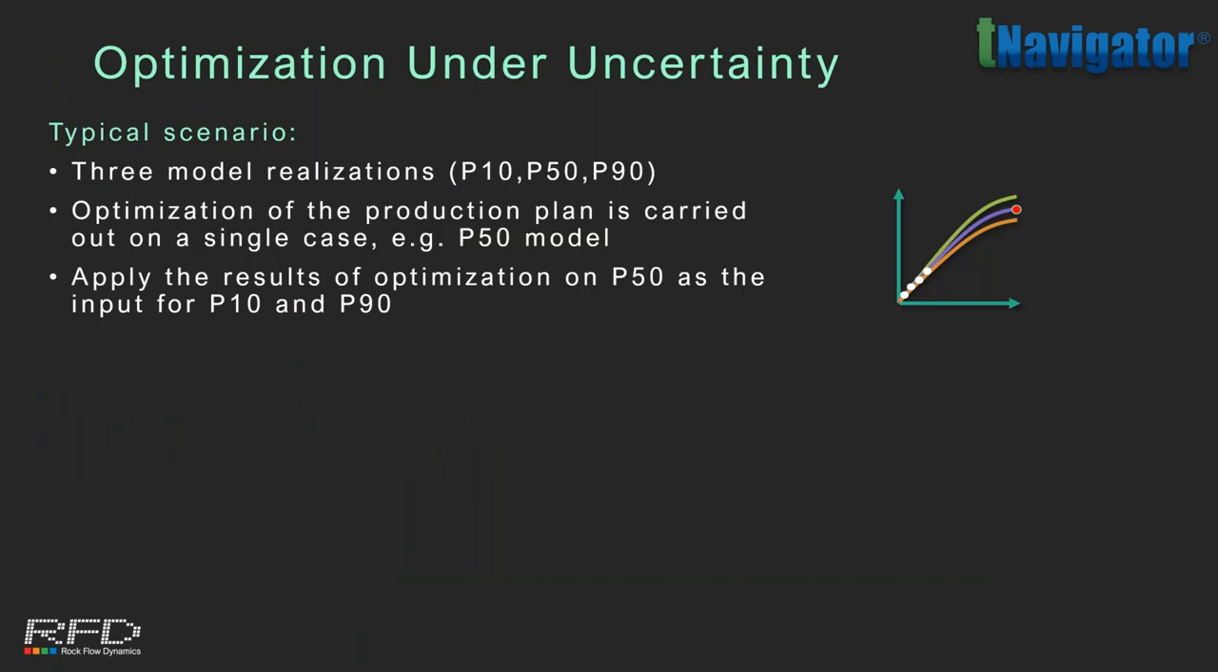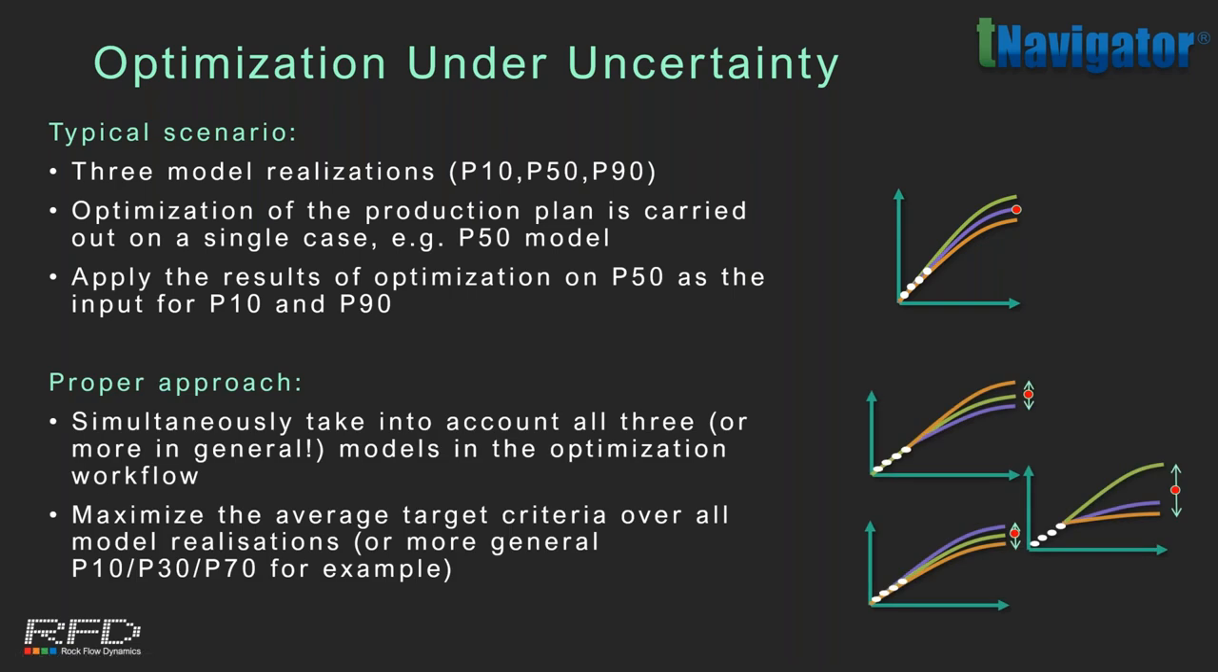So what we often see in publications and based on client feedback is that a typical scenario when it comes to production optimization under uncertainty is to take three or maybe more models in general and run optimization of the production or development scheme on P50, which is the average, the best representative among all of them. So we basically optimize this number, and then having found the well parameters and development scheme for this particular case, we replicate it on other models like P10 and P90 to obtain the uncertainty range. However, this workflow is actually very limited because we run optimization on effectively a single basic case. We just extrapolate it to other models, but we don't do proper optimization in this case.